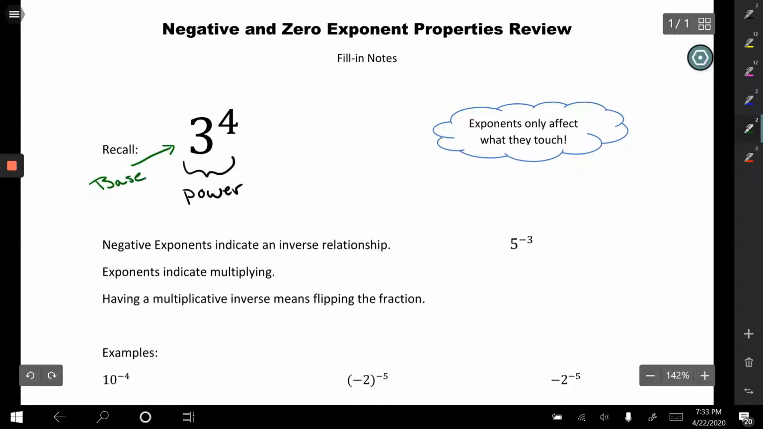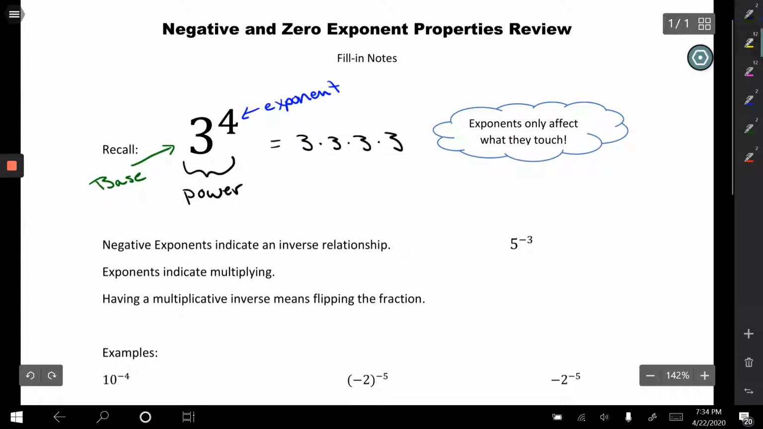call it the base. And of course, we know that the small number in the upper right-hand corner is the exponent. And what this exponent is really doing is it's telling us how many times the base is going to be multiplying with itself. So this power, this 3 with an exponent of 4, means that my base will be multiplying 4 times because the exponent is 4. So that's how many times the base will be multiplying with itself.